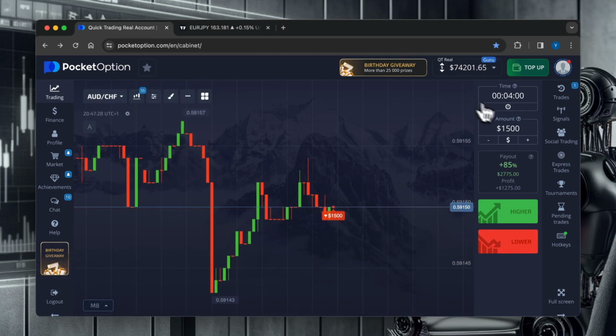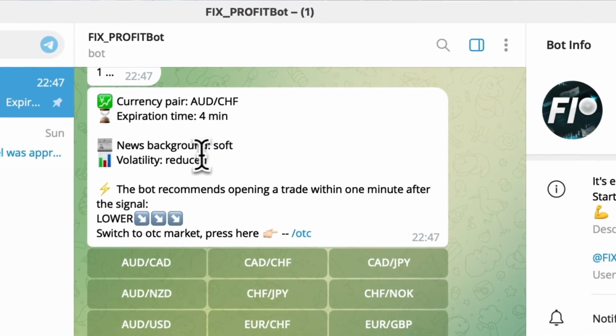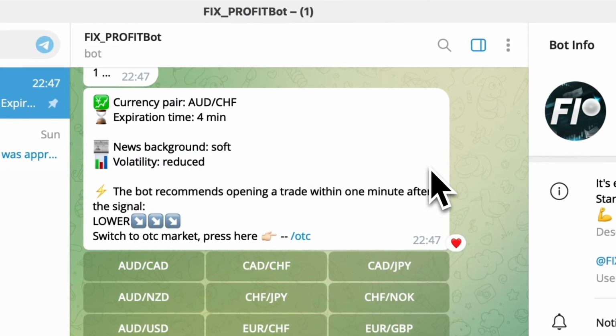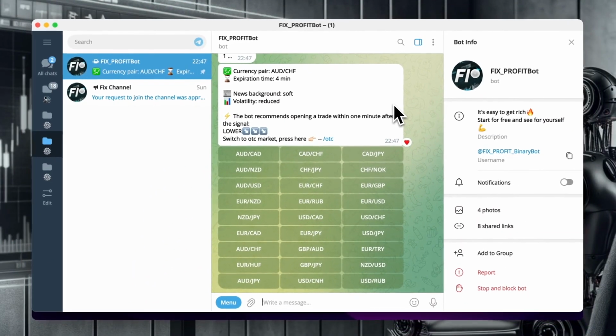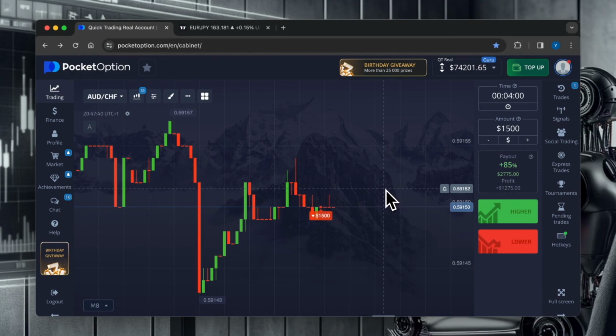Additional information, which I indicated in the message with the signal: volatility reduced, news background at the moment does not affect the currency pair. Now I will find our currency pair in TradingView and analyze the situation.